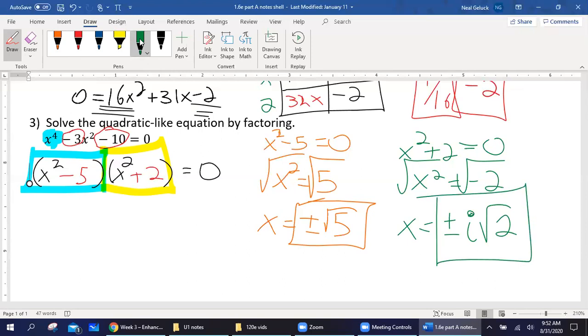I also want you to notice that I really got 4 answers. I got positive √5, negative √5, positive i√2, negative i√2. That's 4 answers, and notice that the problem was an x to the fourth. That's not a coincidence. We'll actually learn later on that whatever our power is, our highest degree, we will get that many answers.